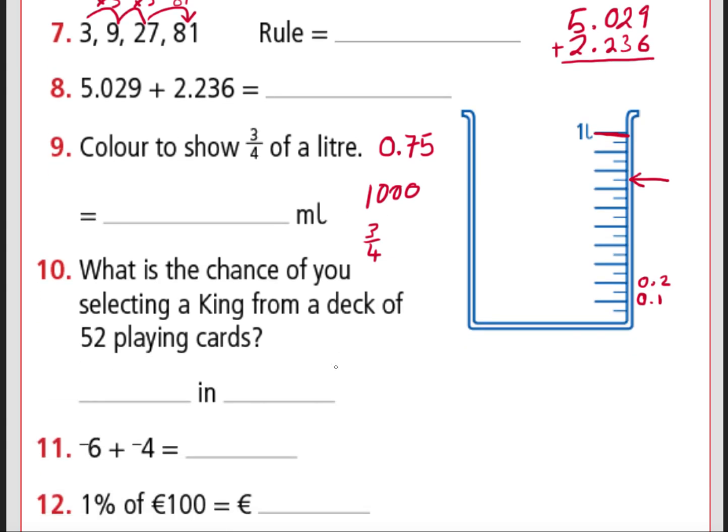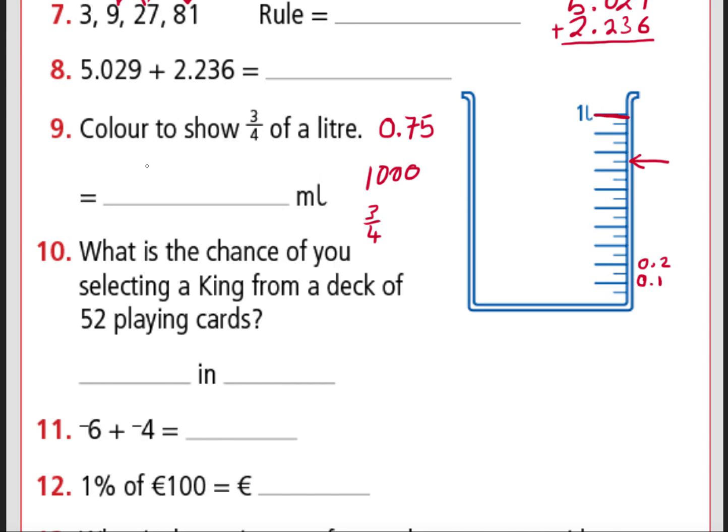Number 10. What is the chance of you selecting a king from a deck of 52 playing cards? Well, in a deck of cards, there are 4 kings. There's the king of hearts, king of diamonds, king of spades, and king of clubs. So there's 4 of those cards out of a total of 52. So we could write down here that the chance of picking a king is 4 in 52.